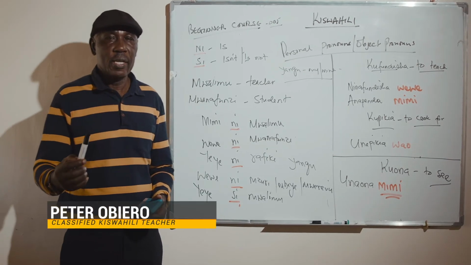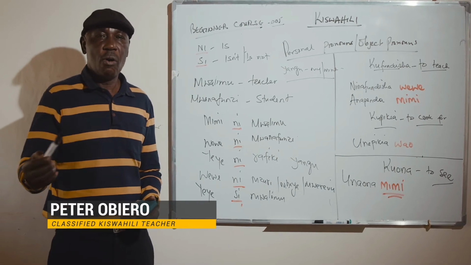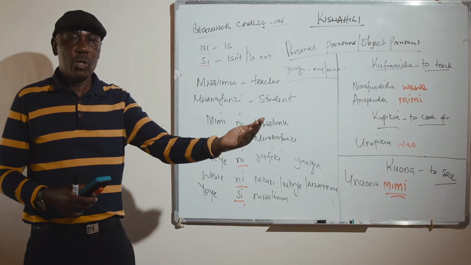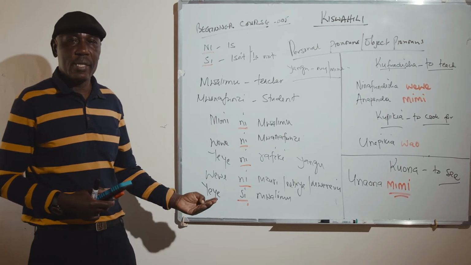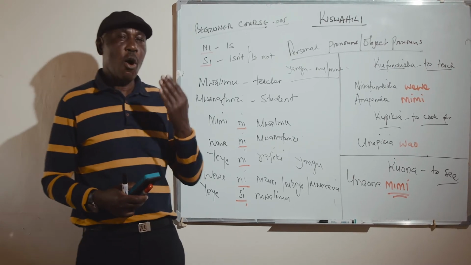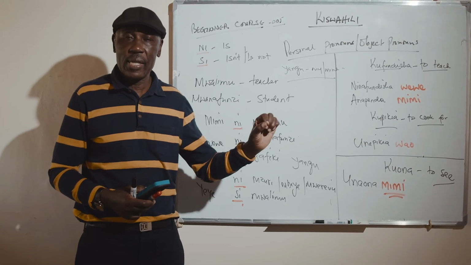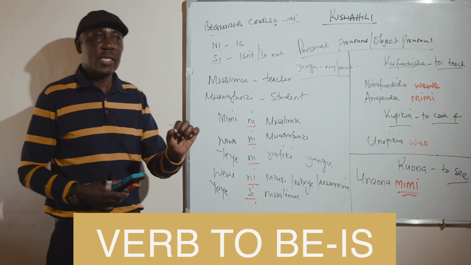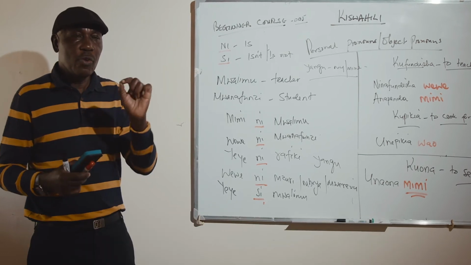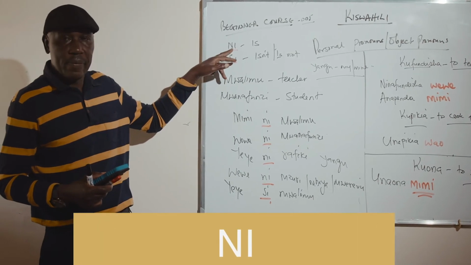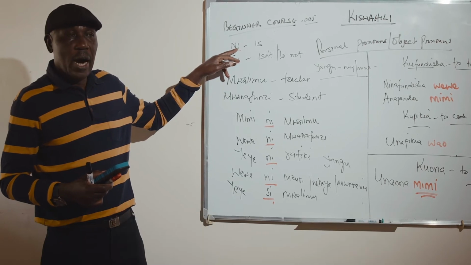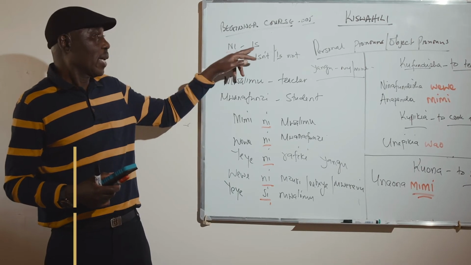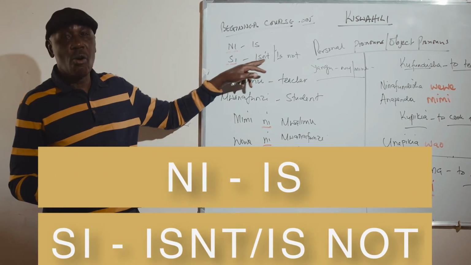Apart from using the object pronouns or personal pronouns as the objects of a sentence, we also use them as the subjects of a sentence. And if you use the object pronouns as the subjects of a sentence, then you use them with the verb to be. Now, verb to be in Kiswahili is ni. The opposite is si. So ni is, si is isn't or is not.